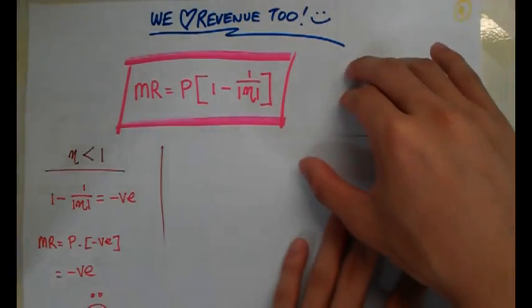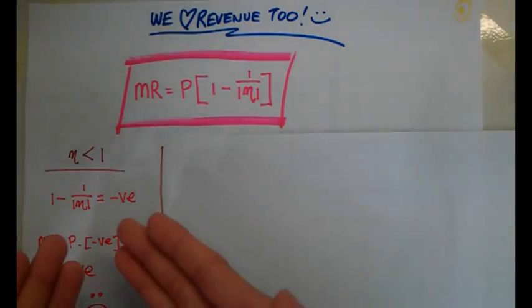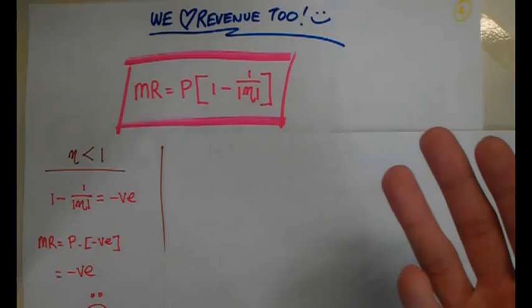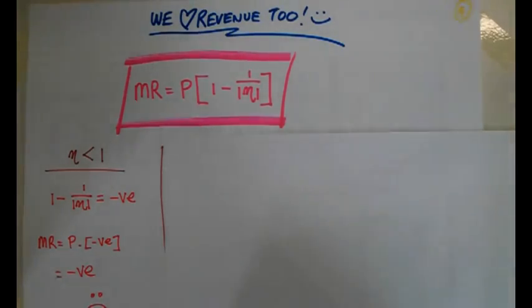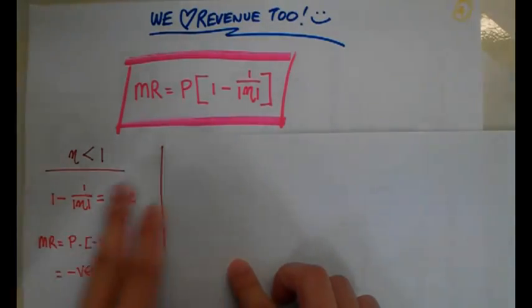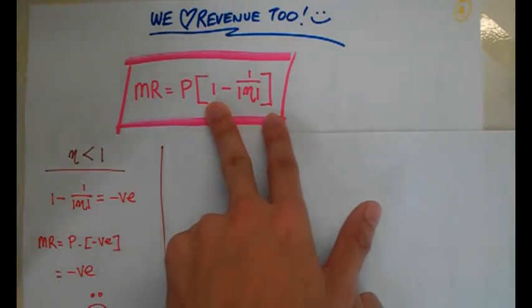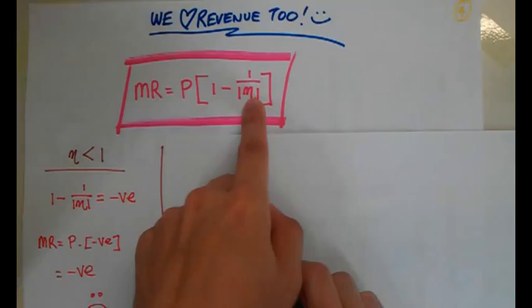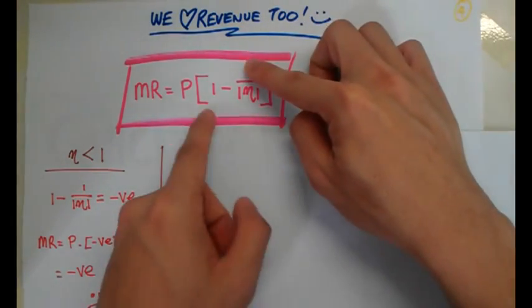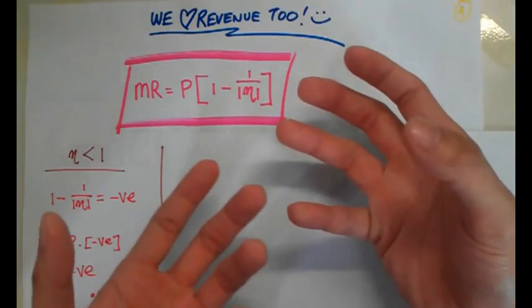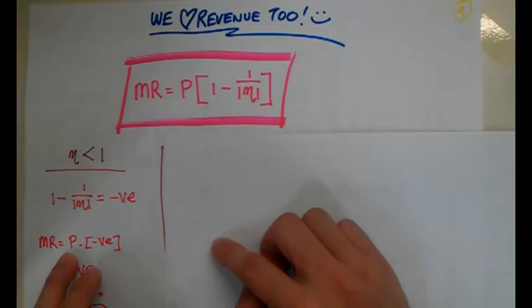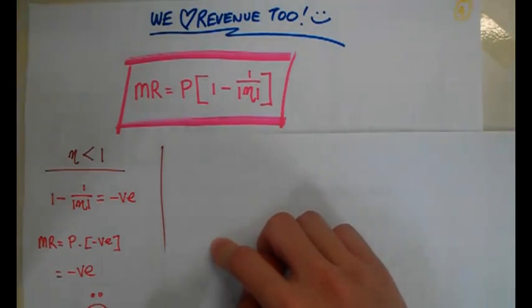Let's start with the first possibility: PED less than 1. What does it tell me about the elasticity of demand? It is inelastic. A PED less than 1 makes 1 over PED a number bigger than 1, and 1 minus a number bigger than 1 is negative. If I multiply that by my price, I'm going to get a negative marginal revenue, and we don't like that.